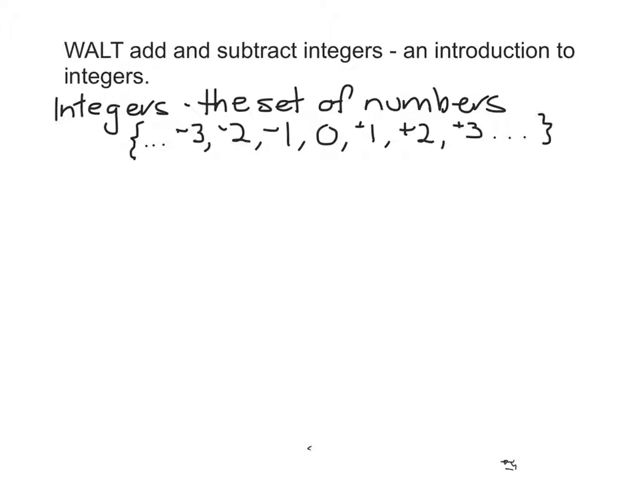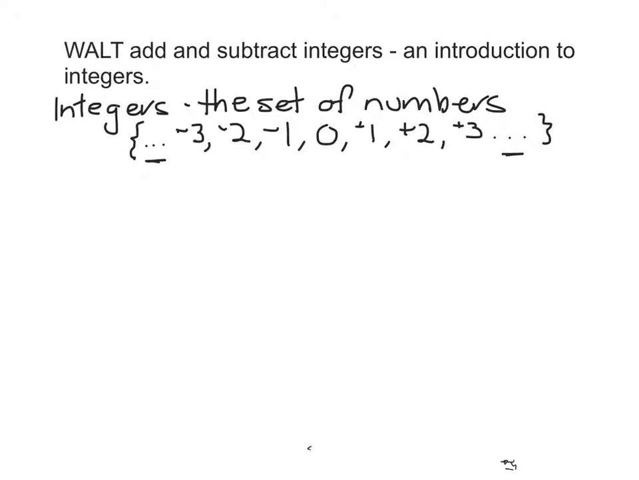So what are integers? They are the set of numbers as recorded here: ..., -3, -2, -1, 0, +1, +2, +3, ... The ellipsis, or three little dots at both ends, show that this set of numbers can continue to infinity in both directions.